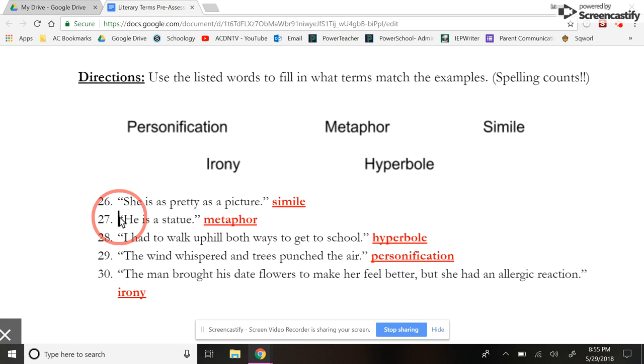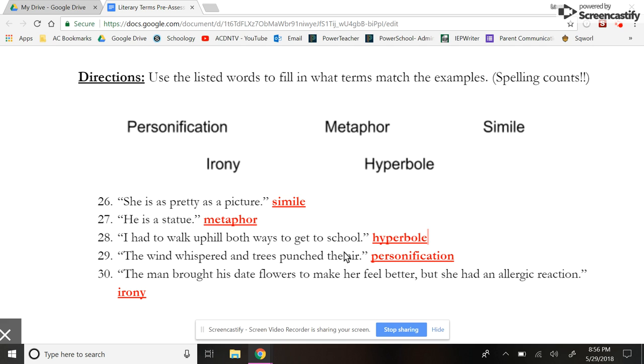When we say he is a statue, there is no like or as, but we are still comparing he, the man in this sentence, to a statue, making this a metaphor. I had to walk uphill both ways to school. While it helps to hear me say that with the type of sarcastic tone, hyperbole is definitely evident here because you definitely can't walk uphill both directions when you're going to and from school. That is hyperbole. Big exaggeration.